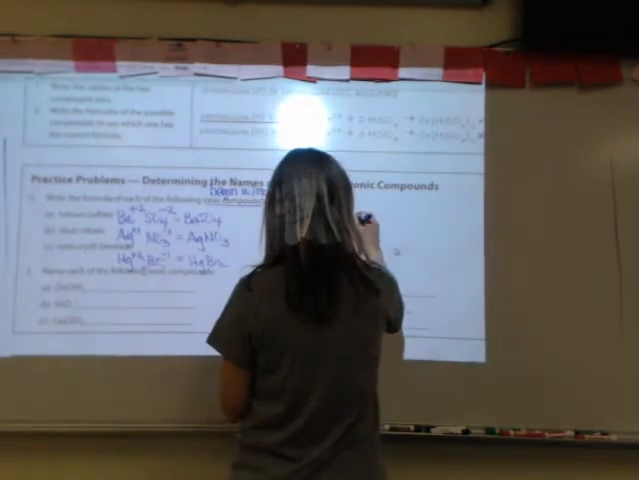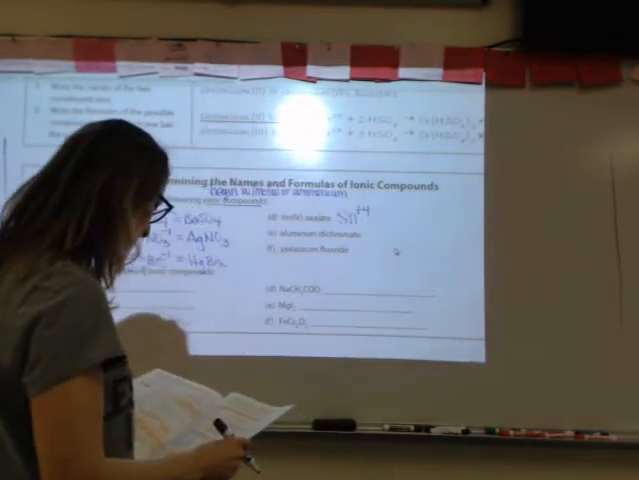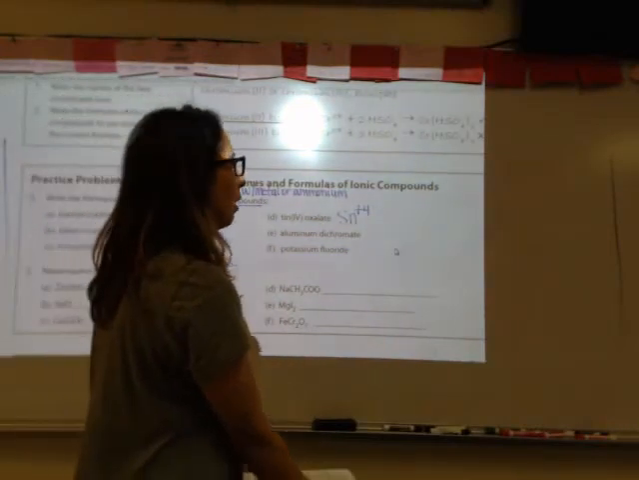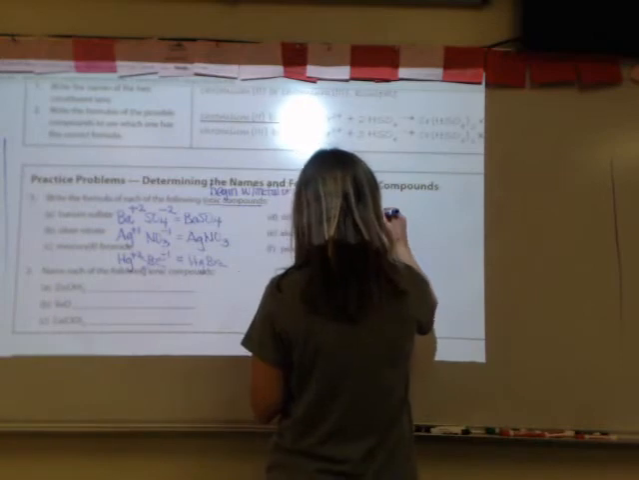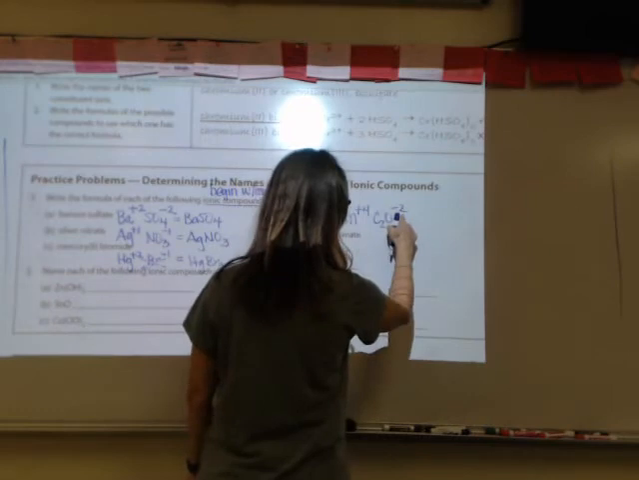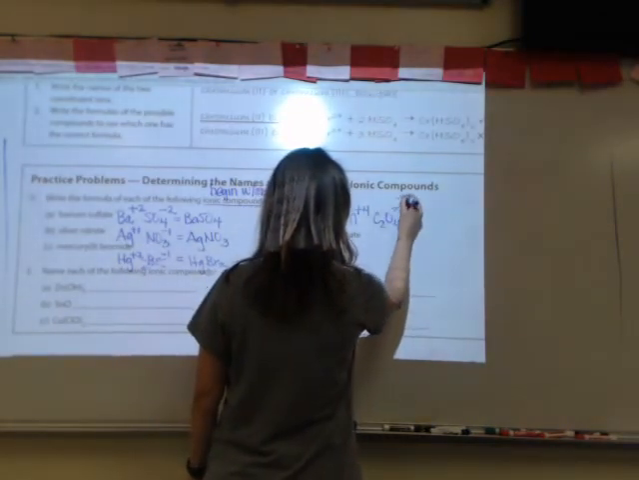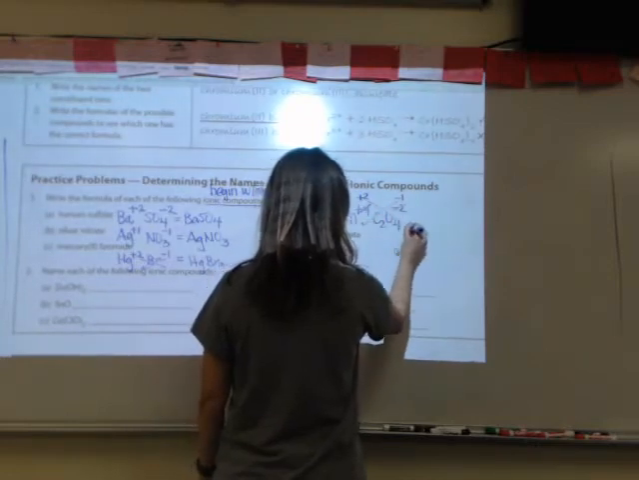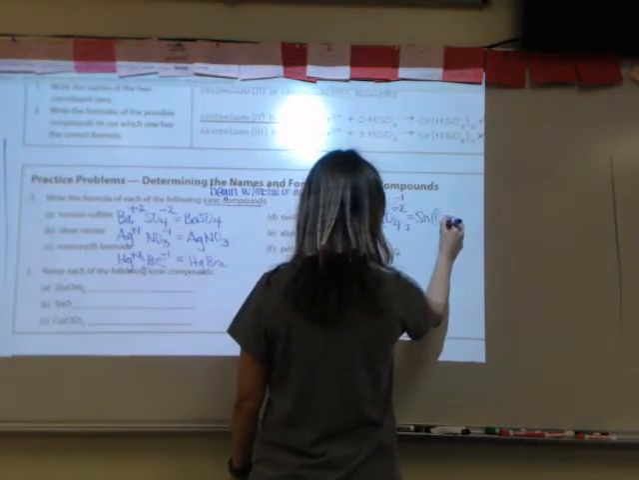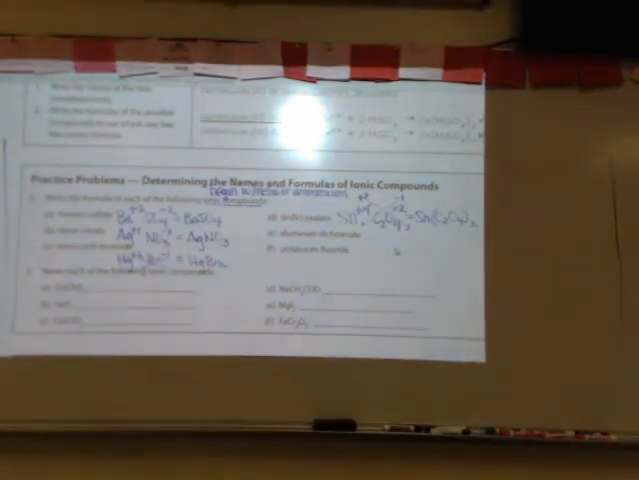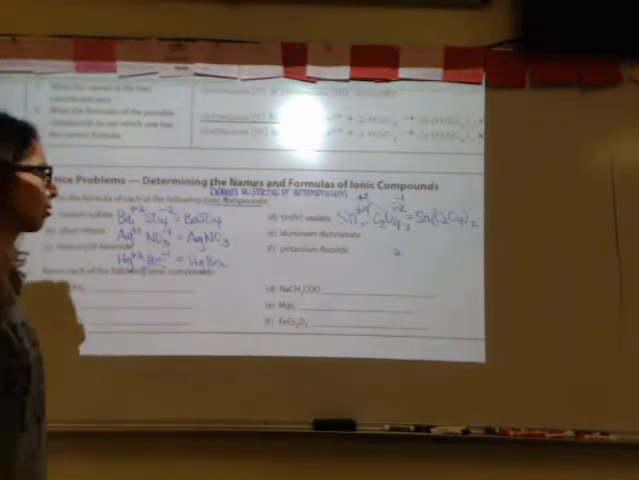D, tin 4 oxalate. So tin is going to be Sn with a +4 charge because that's what the Roman numeral is. And then oxalate is going to be on the bottom left of your periodic table. It is C2O4 -2. And you'll notice the numbers and the charges are divisible by 2. So this would become a -1. This would become a +2. And then you can go ahead and cross those charges to give you Sn(C2O4)2, because you have to denote how many of those polyatomic ions you have in the compound with parentheses.